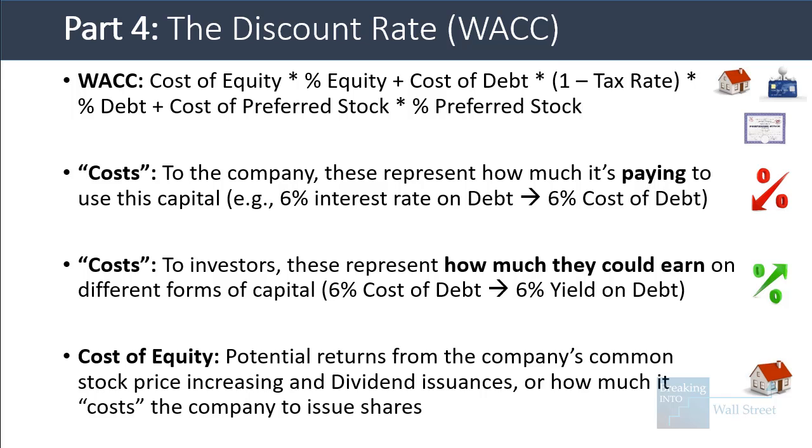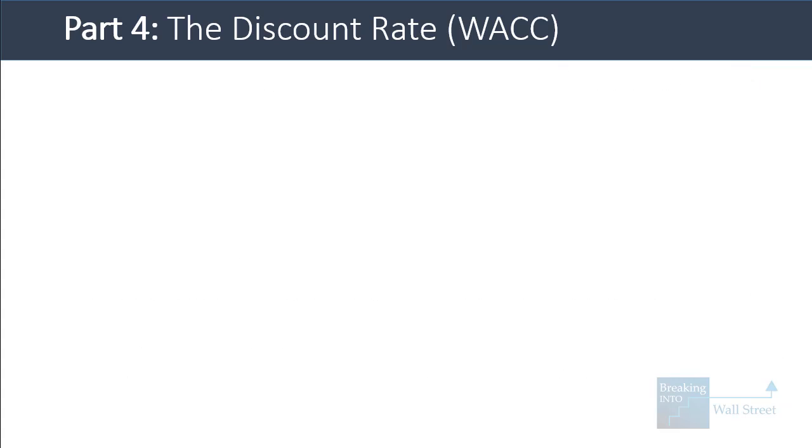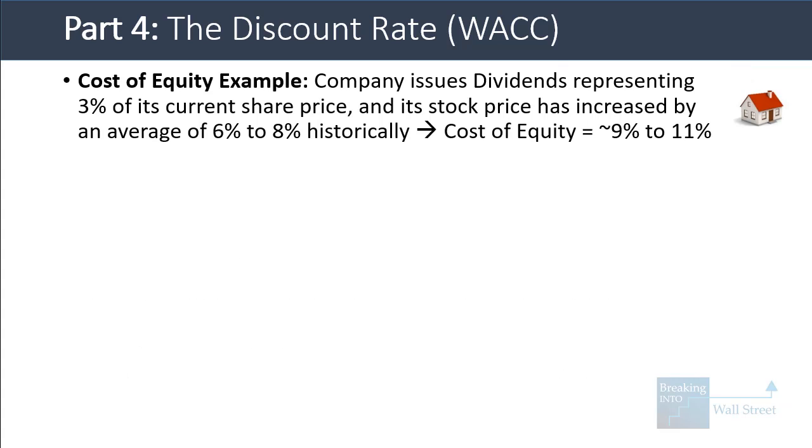Cost of equity represents the potential returns from the company's common stock price increasing and from dividend issuances, or how much it costs the company to issue shares. For example, if a company issues dividends representing 3% of its current share price and its stock price has increased by maybe 6 to 8% historically each year on average, then the cost of equity might be the 6% plus the 3%, which is 9%. And it might be anywhere from 9% up to 11% because 11% is the 8% plus the 3% right here.